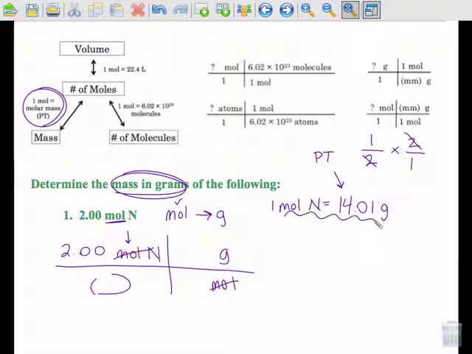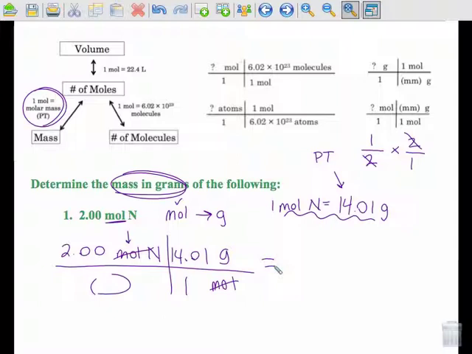So you're going to do your units first. Next, your conversion factor is right here. So you're going to match the number with the unit. So I see the number 14.01 is with a gram, and 1 is with a mole. So now my problem's all set up. The last thing you do is math.